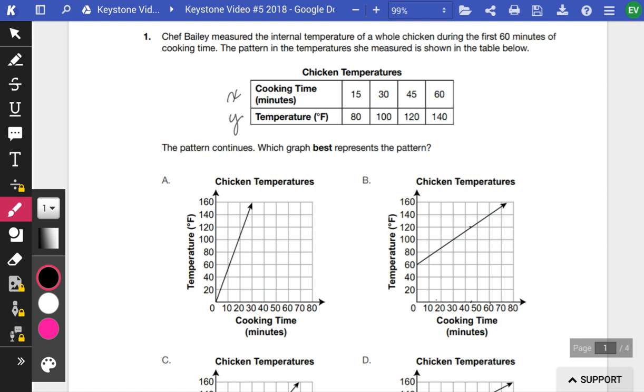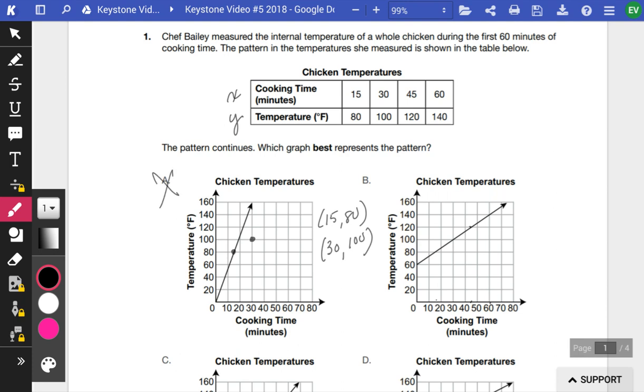Each of these inputs, each of these values represents a point on the graph. So (15, 80) is a point on our graph. So let's make sure that our graph contains that point. So 15 is halfway between 10 and 30, and 80 is there. So that one is good. The next point is (30, 100). So (30, 100) is right there, not A.